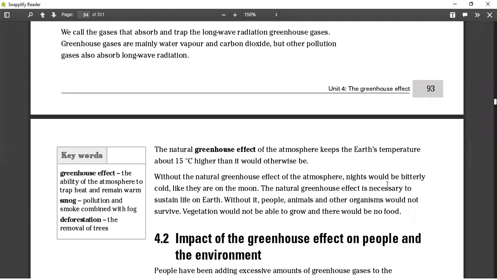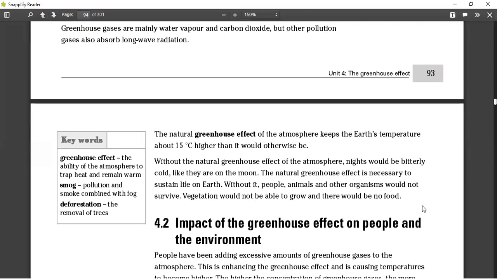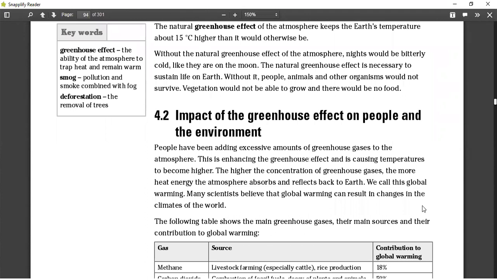The natural greenhouse effect is necessary to sustain life on Earth. Without it, people, animals, and organisms would not survive. Vegetation will not be able to grow, and there would be no food. So we need this greenhouse effect on Earth.